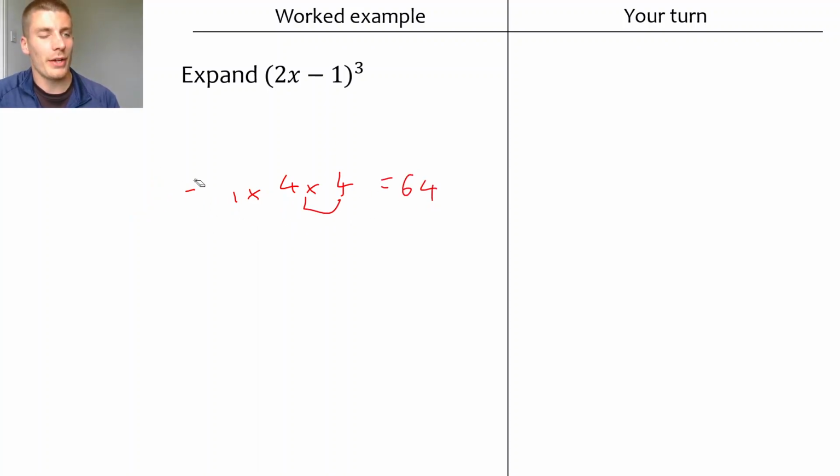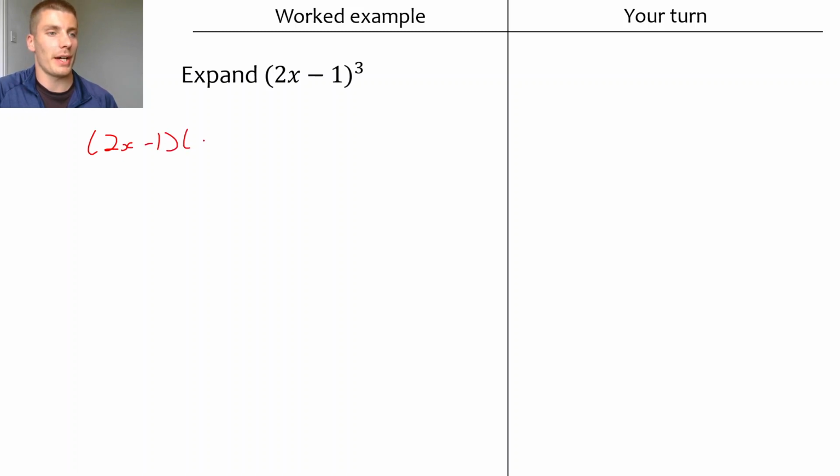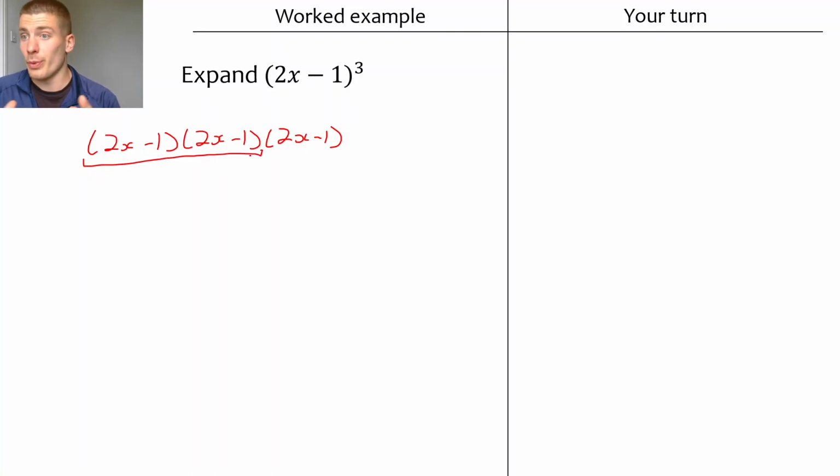It's the same idea with the bracket up here. Okay, you've got 2x minus 1 cubed. Write it out first in its long form. This means you've got 2x minus 1, timesing it by 2x minus 1, timesing it by 2x minus 1. Now, when you're expanding more than 2 brackets, begin by expanding the first 2, so these first 2 over here, and then you can deal with timesing it by the last one at the end.